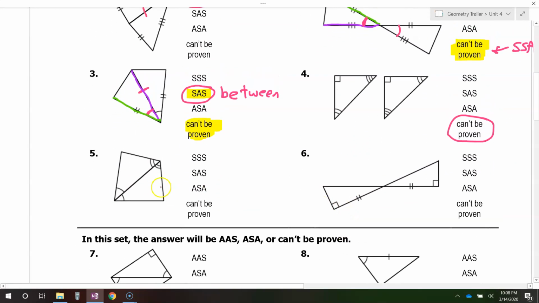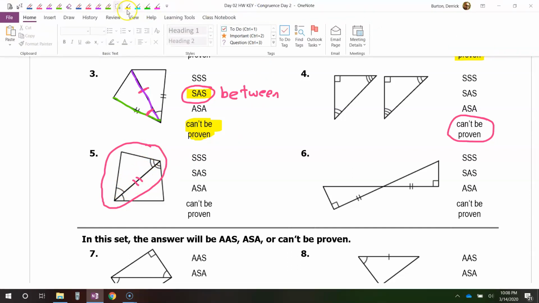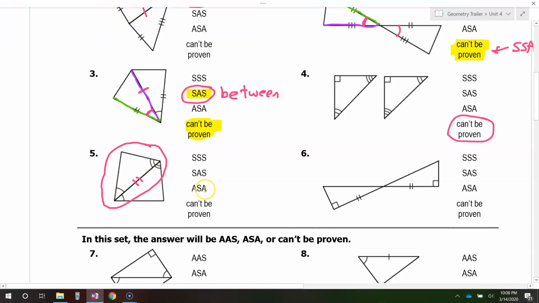Number 5, we have a shared side right here. Kabam. Now, if I look at just one triangle at a time, for example, look at this triangle, I see that I have two angles and a side. All right, two angles and a side. So of the choices that they've given us, this is the only one that could be two angles and a side.